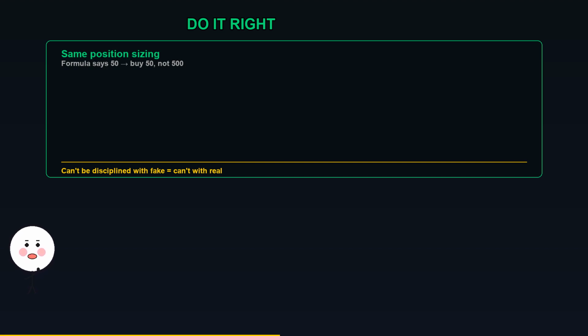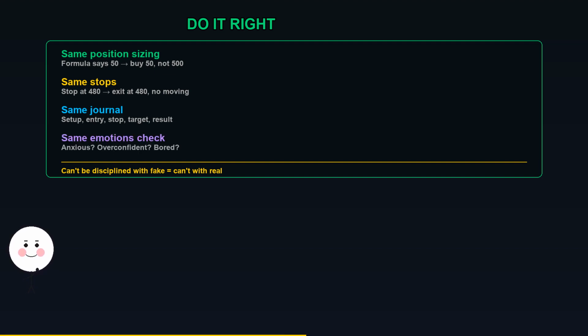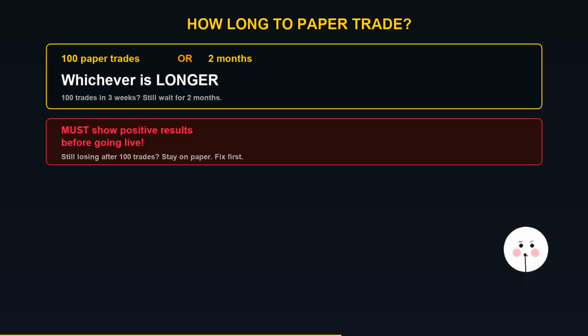How to paper trade correctly. Treat it like real money. Same position sizing. If your formula says 50 shares, buy 50 shares, not 500. Same stops. If your stop is at 480, you exit at 480. No moving it. Same journal. Write down the setup, the entry, the stop, the target, and the result. Same emotions check. After every trade, note how you felt. Anxious? Overconfident? Bored? If you cannot be disciplined with fake money, you will not be disciplined with real money. Period.